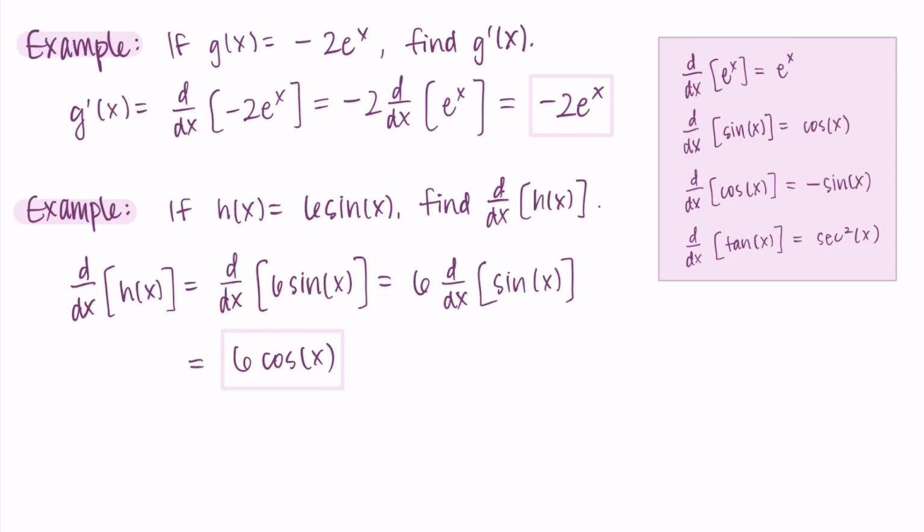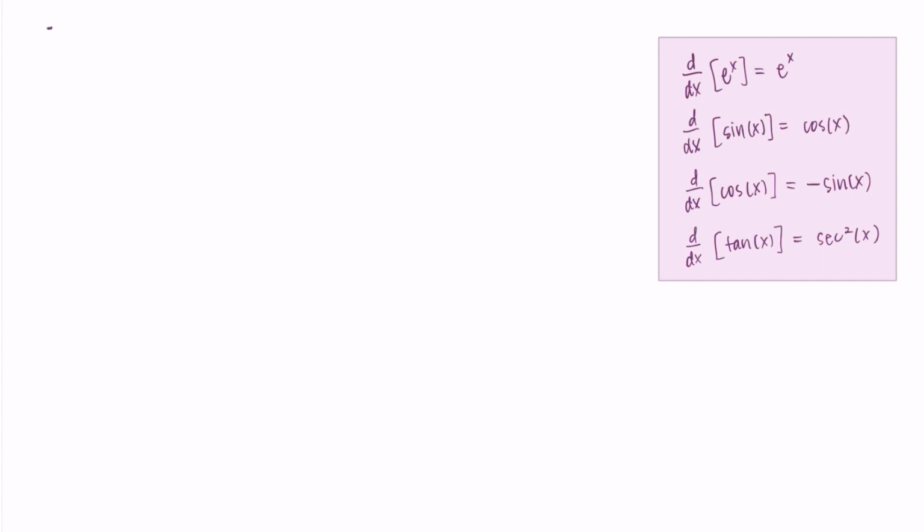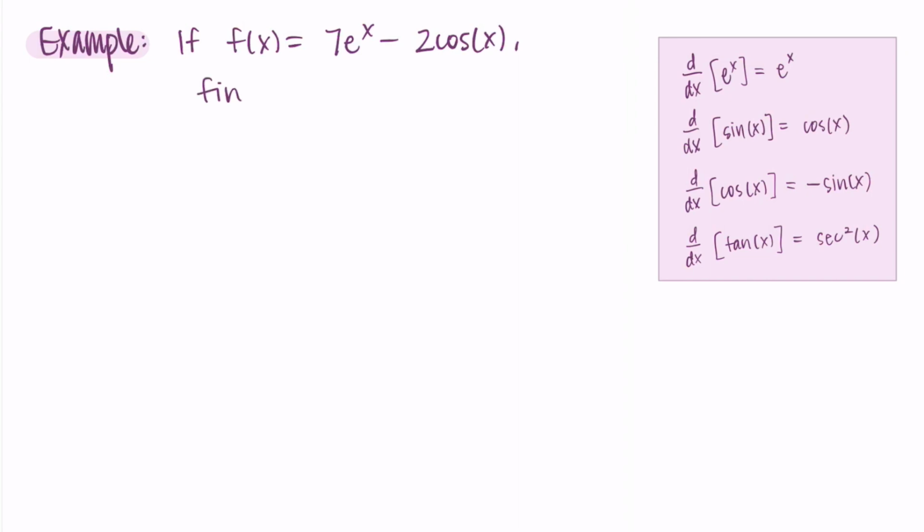So again, writing out all the steps isn't necessary, but I think it can be helpful just to really make sure you know why you're doing what you're doing. Okay, let's do an example now where we put these types of derivatives together. If f of x is 7 e to the x minus 2 cosine x, find the derivative of f with respect to x, the df dx that I've written there.